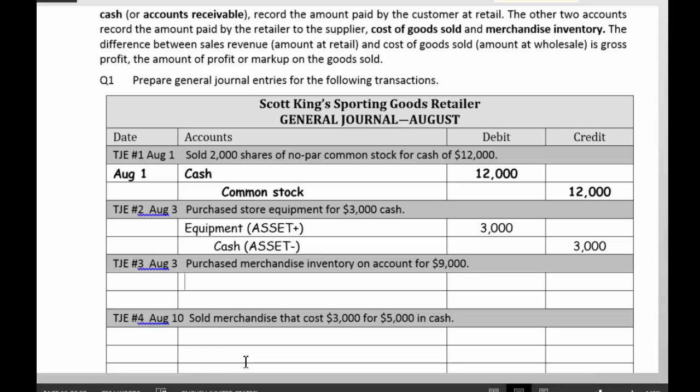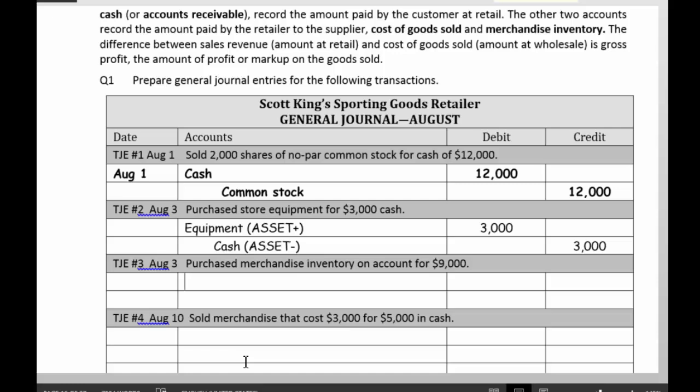All right, next, purchase merchandise inventory on account for $9,000. So what happens to cash? I purchased it on account, so I didn't pay anything. There's no cash here. It's a trick question. I tricked you. There's no cash. I'm not paying for it yet. I bought it on account. I'll pay for it later.